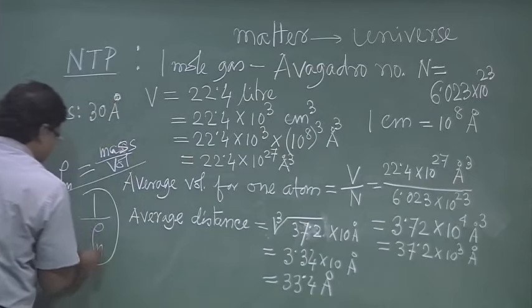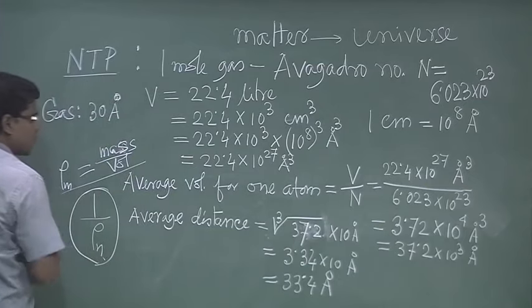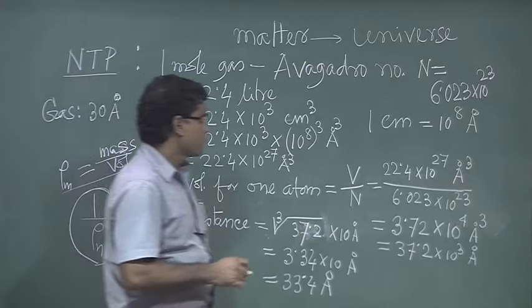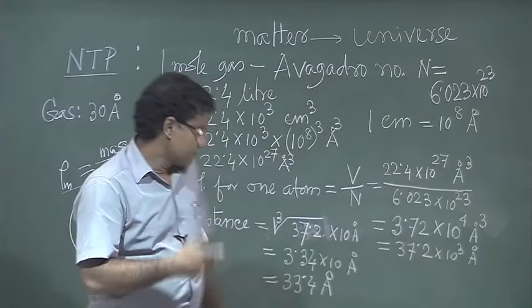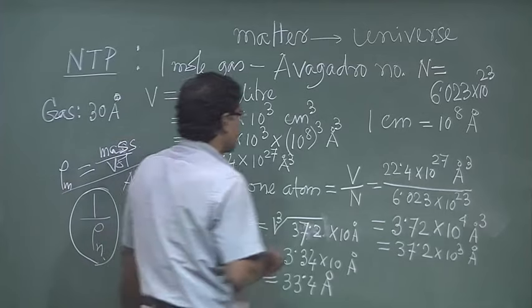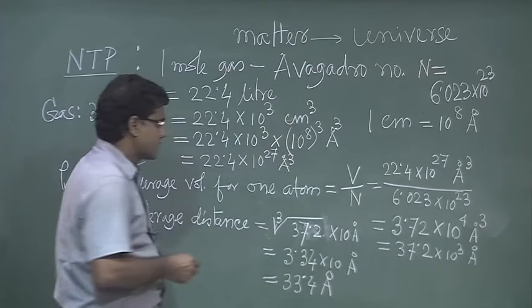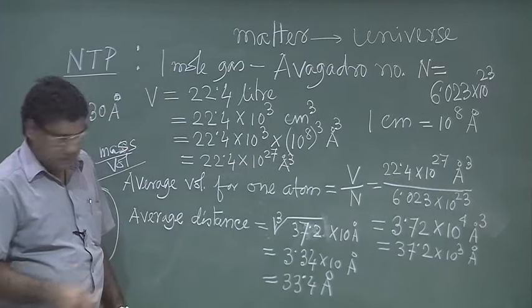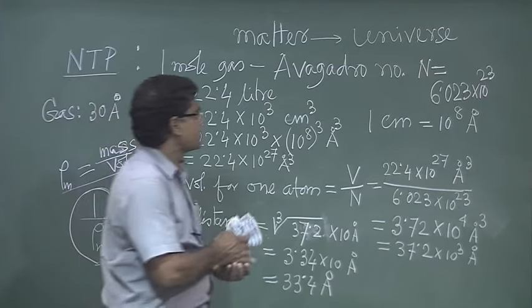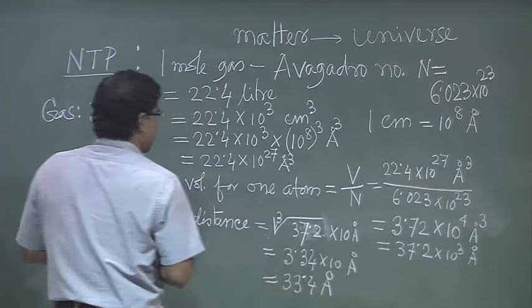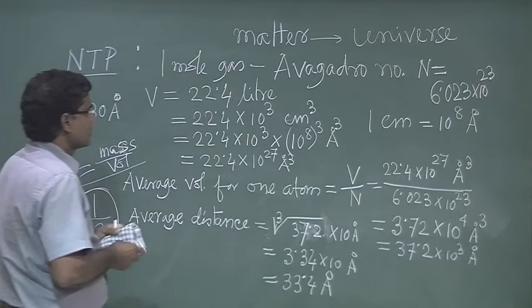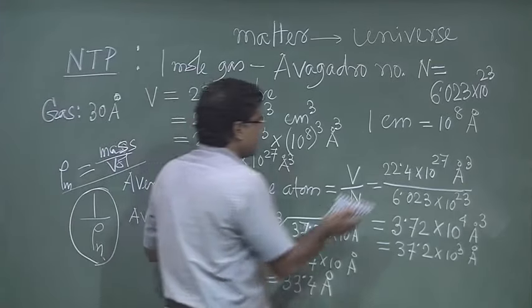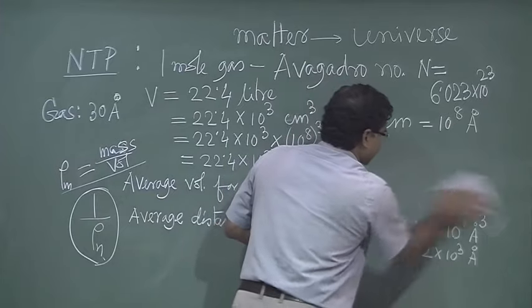So from here, this way also one can find out the interatomic distance. It's just an estimation, it's not exact. So one can just guess what will be the order of the distance in case of gas, in case of solid, and in case of liquid.